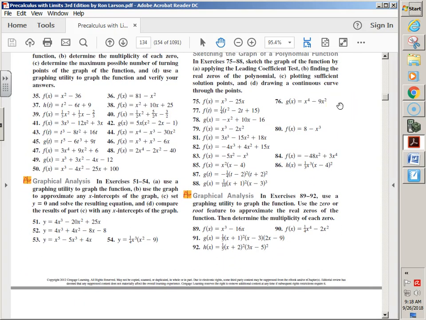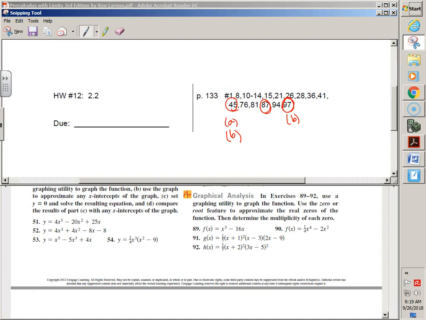Number 45. We have t to the fifth minus 6t cubed plus 9t. Does it have a GCF, yes or no? Yes. Okay, well that's good. But what happens even after you take out the GCF? Is it a quadratic? Isn't it a quartic? Yeah. I need to remind myself in my head really quickly.